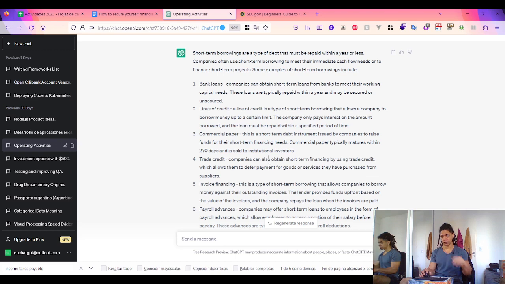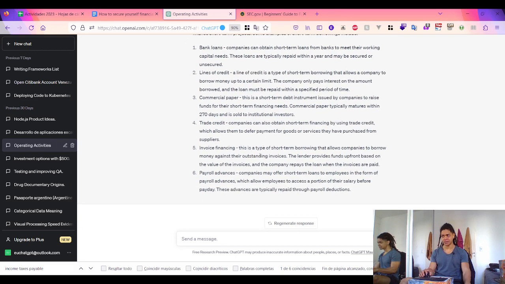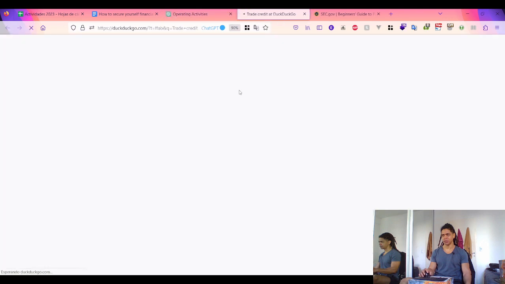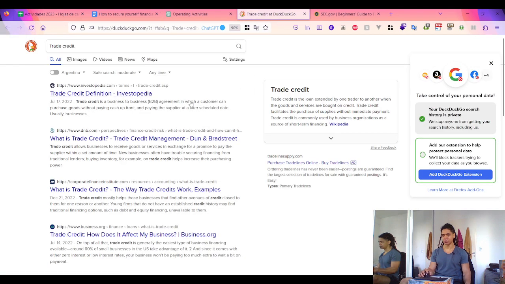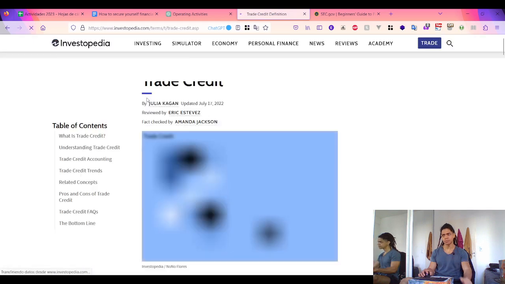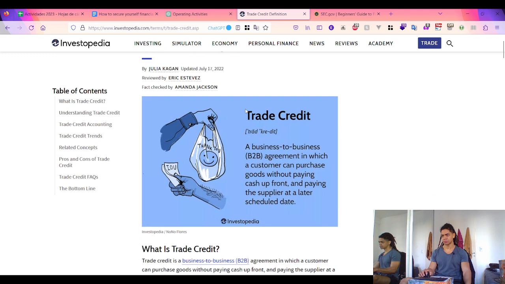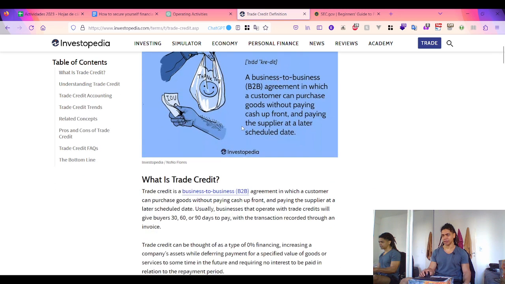Trade credits. Companies can also obtain short-term financing by using trade credits, which allows them to defer payment for goods or services they have purchased from suppliers. I think companies use trade credit because it gives them immense leverage. It's a business-to-business agreement in which a customer can purchase goods without paying cash upfront and pay the supplier at a later scheduled date.